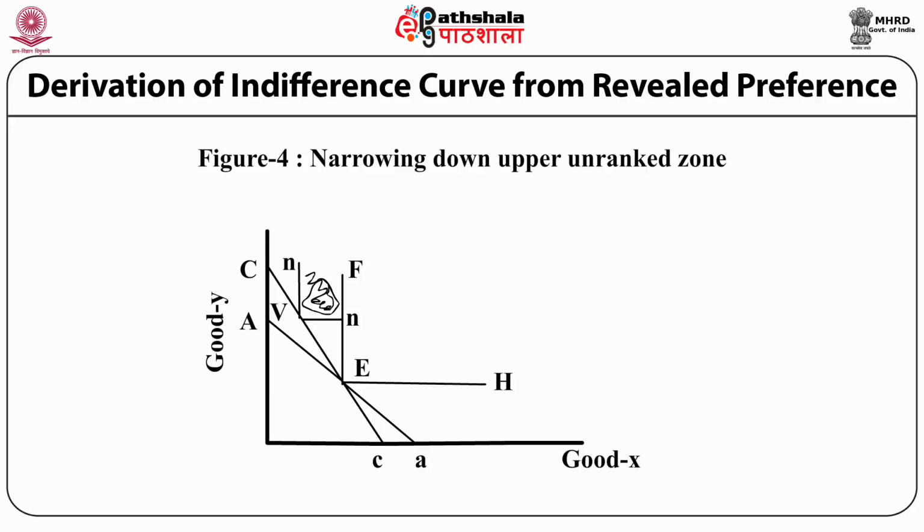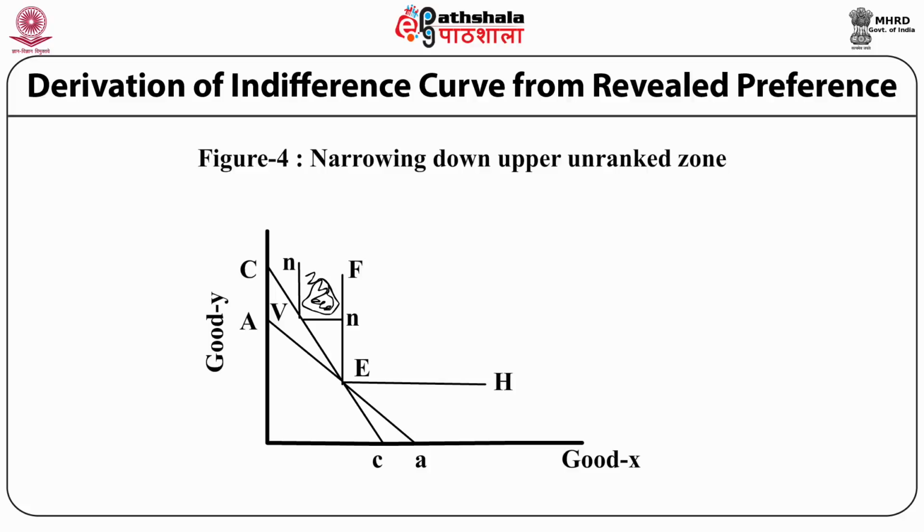Assume that the price of good X increases and that therefore the new budget line CC, capital C, small c, passes through point E. The consumer has the choice of either choosing bundle E or choosing a point such as point V, which lies towards the left of point E and on the line CC. So point V lies on the newly drawn budget line CC.